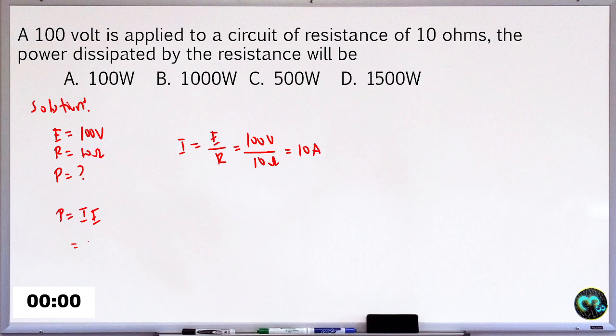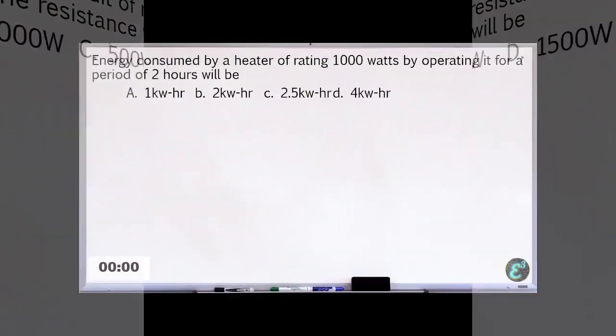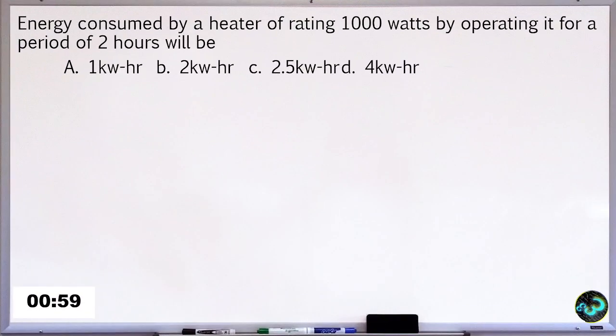So we have 10 amperes times 100 volts, so that is equal to 1000 watts. So the correct answer is letter B. Okay, next. The energy consumed by a heater of rating 1000 watts by operating it for a period of 2 hours will be blank. Okay, so again, 1 minute.